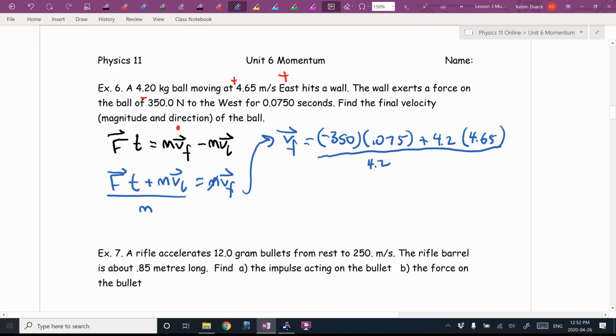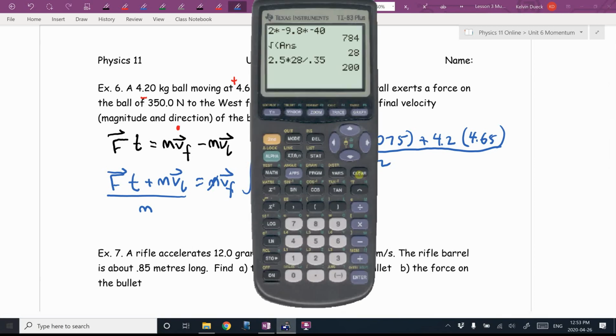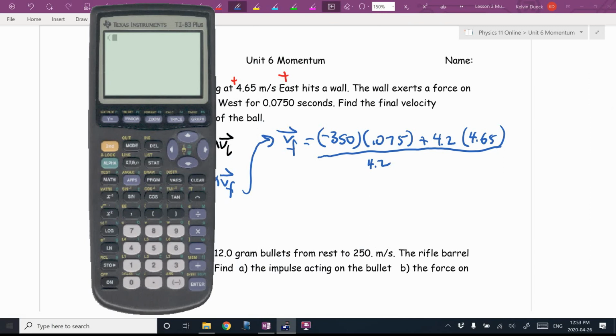Now, it wants the final velocity, magnitude and direction. How will I know the direction? If I get a positive answer, east. If I get a negative answer, west. I'm not quite sure. I think we're going to get an answer west, but maybe not. Is this a fraction? Yes. Is there more than one thing on the top? Definitely brackets around the top. Negative 350 times 0.075 plus 4.2 times 4.65. Close off the top, divided by 4.2, don't need brackets around the bottom, and I get negative 1.6.